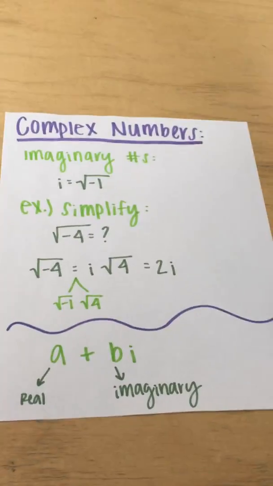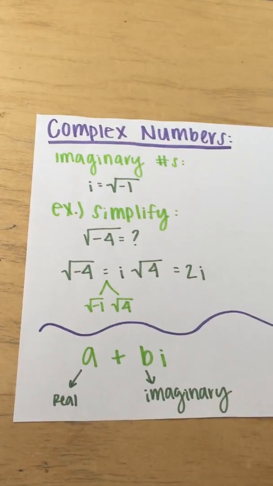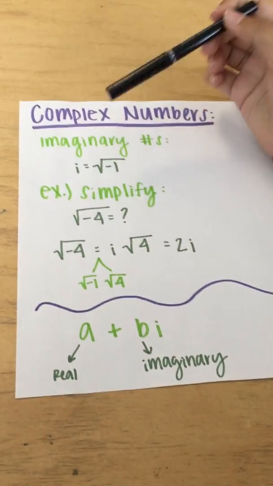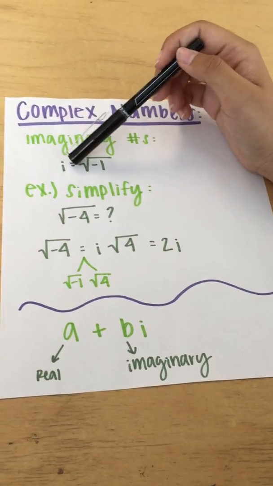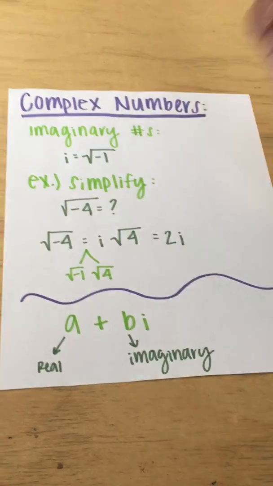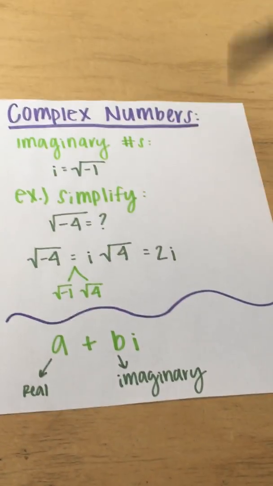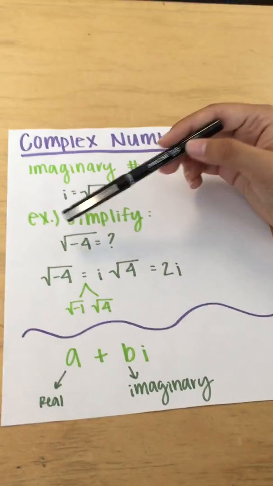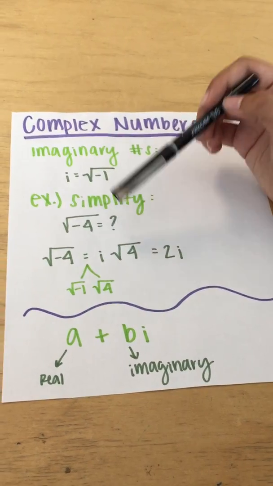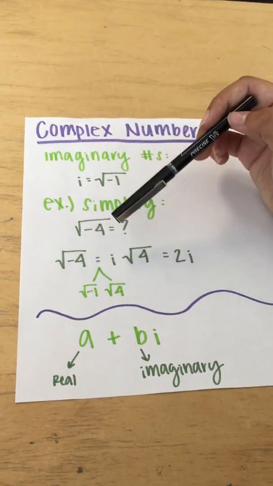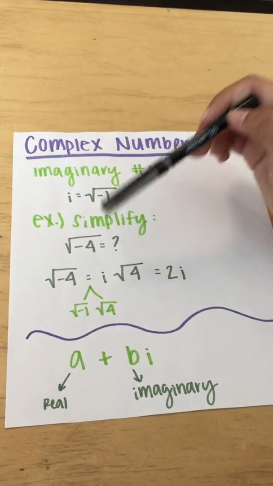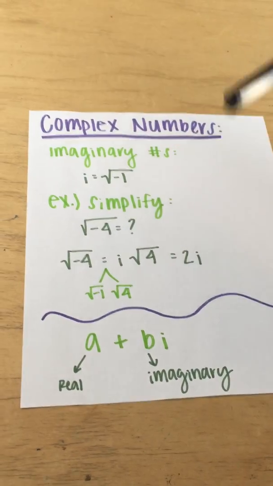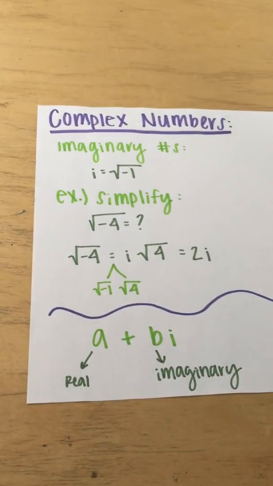Next we have complex numbers, which come from the imaginary solutions. So imaginary numbers are complex numbers, and the main one that we know is i, which equals the square root of negative 1. You can simplify with complex numbers, with imaginary numbers. So the square root of negative 4, we can find what that is and simplify it. It's the square root of negative 1 times the square root of 4, which is i times the square root of 4, which is 2i, because the square root of 4 is 2.